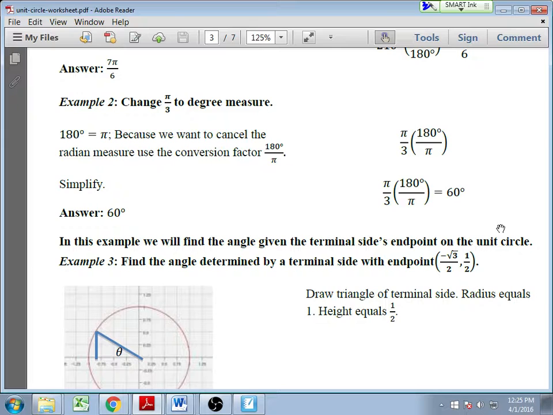Is the 180 in pi, is that always going to be the conversion? I mean, there's other conversions. You could use 90 degrees and half pi, or 360 degrees and 2 pi. This is just the simplest because you only have 1 pi. Okay. Yeah, so that's the easiest conversion factor to use.